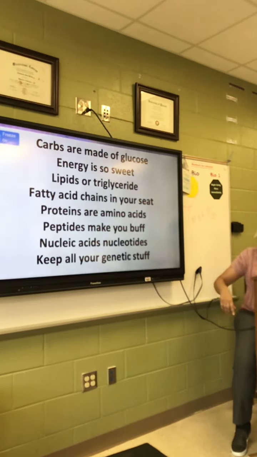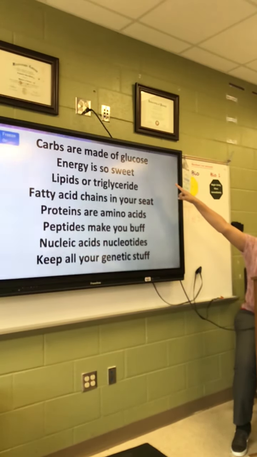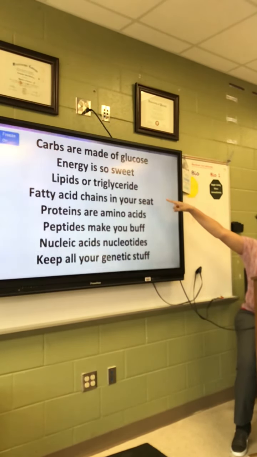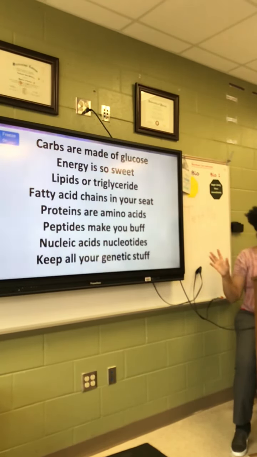All right, so that first line tells me that carbohydrates are made of glucose. And in case I don't know what glucose is, it tells me energy is so sweet. So when I think of sweet, I should think of sugar. And what do I get from it? Energy. That first line gives me structure and function of carbohydrates.